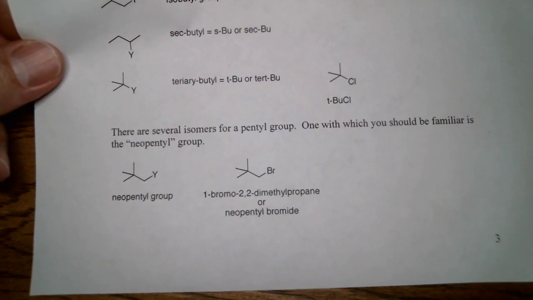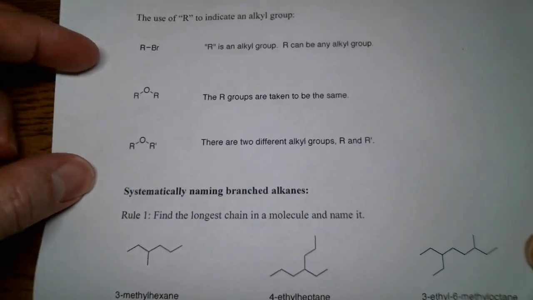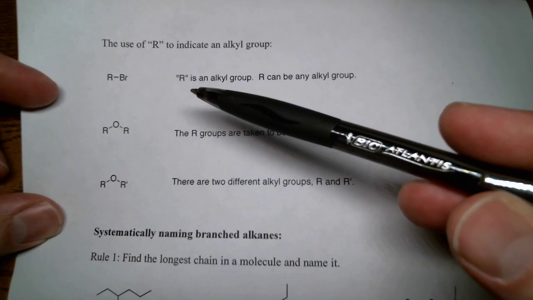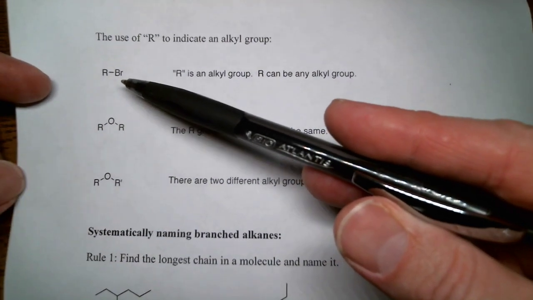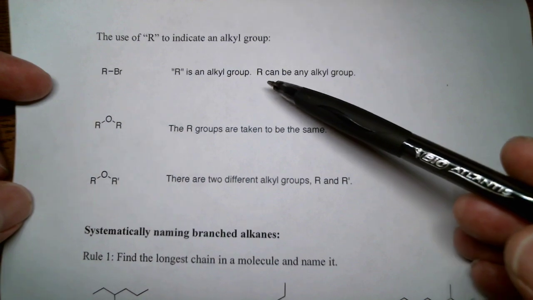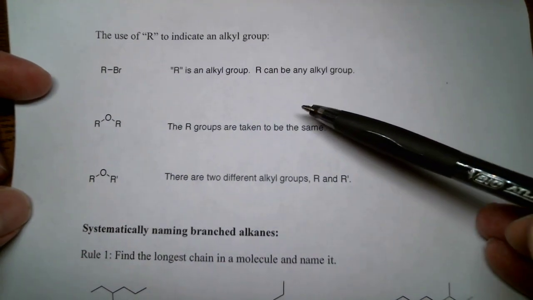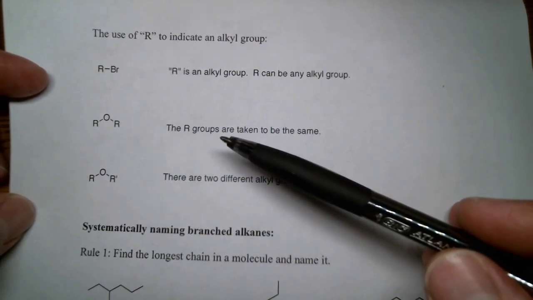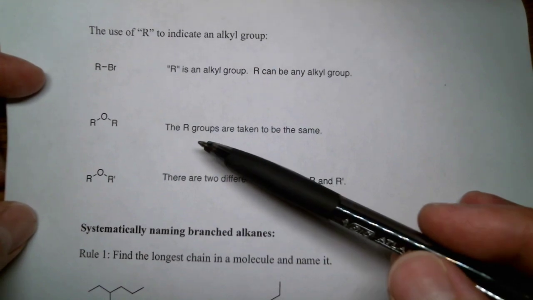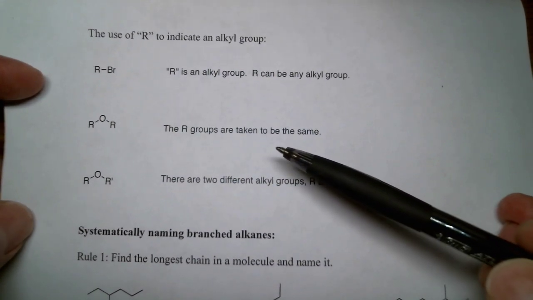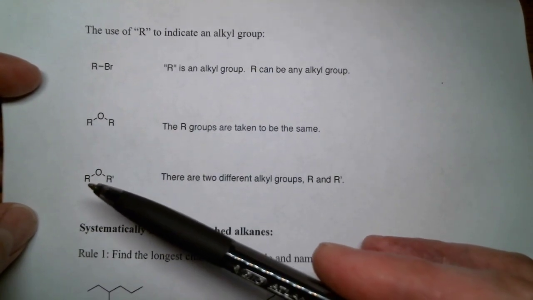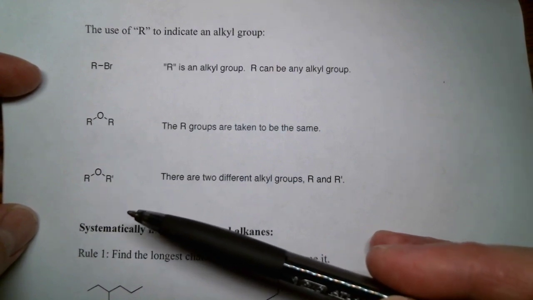So, continuing forward, sometimes we use R to indicate an alkyl group. This is a common habit for organic chemists. So here we have an R bonded to a bromine. So R is taken as an alkyl group, and it could be any alkyl group you could specify. Here we have 2 R groups bonded to the same oxygen. When things are abbreviated like that, the R groups are taken to be the same, whatever they are defined as. You could specify different alkyl groups by having an R and an R prime or an R double prime, etc.